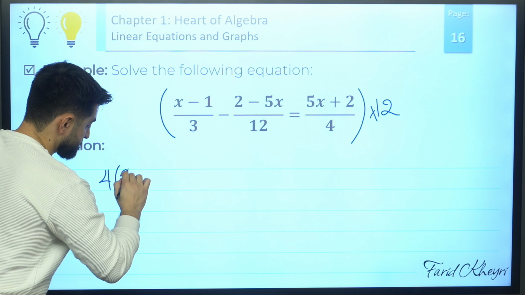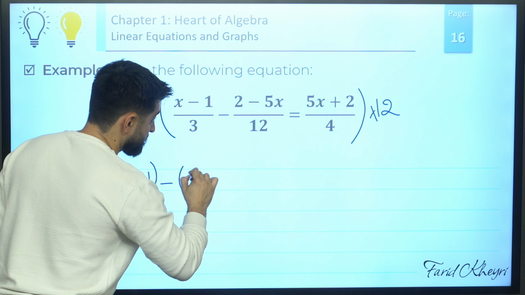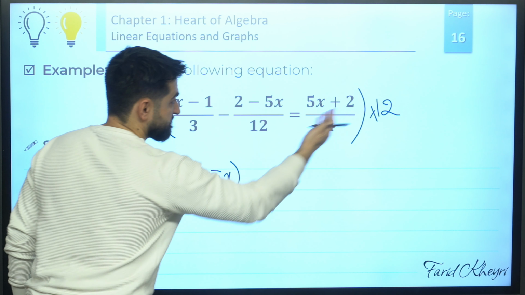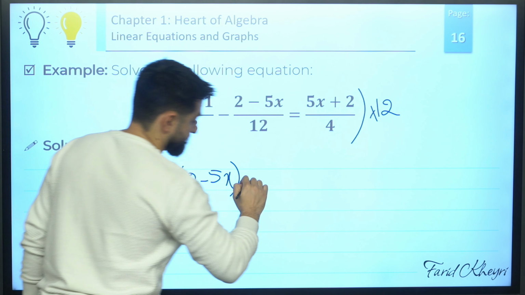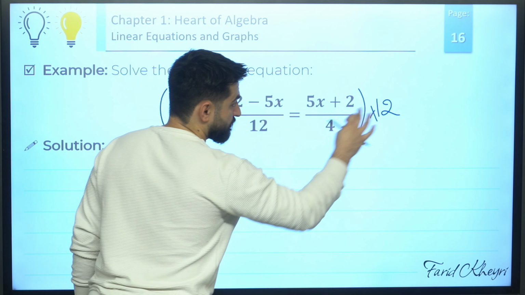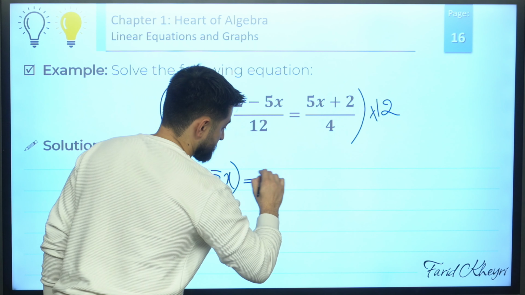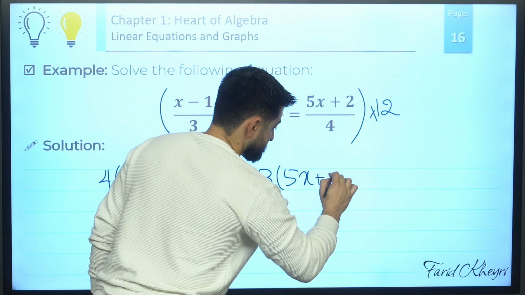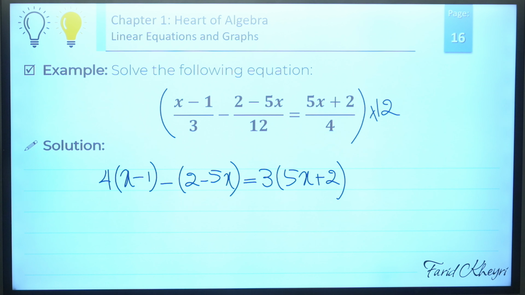So, if we multiply both sides by 12, it will give us 4 times x minus 1 minus 2 minus 5x, because the denominator with 12 will be cancelled out. And the right hand side will be 4 will be cancelled with 12 and 3 remains. And 3 times 5x plus 2 is on the right hand side.